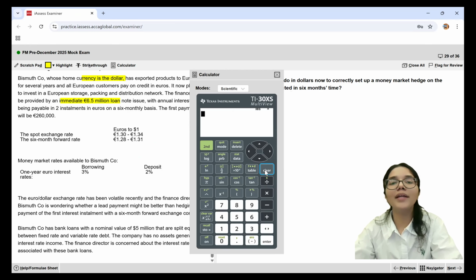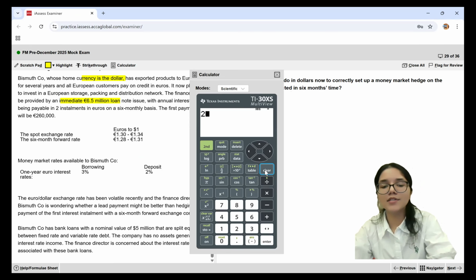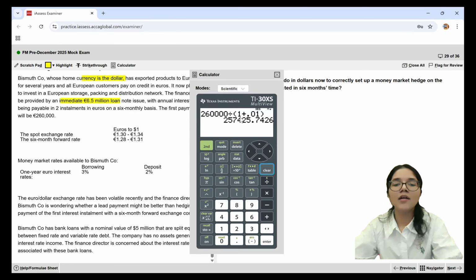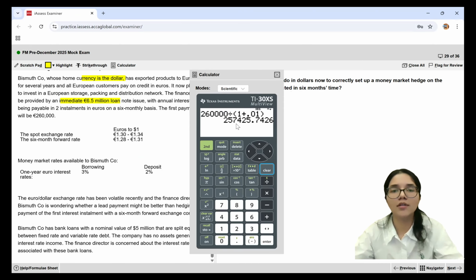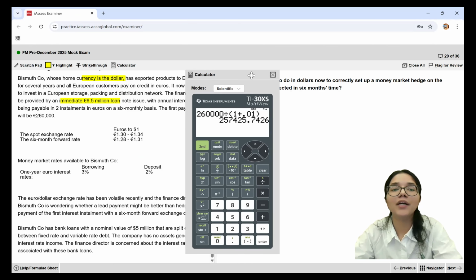So that means how many euros do I need to put on a deposit today? 260,000 euros divided by 1 plus 0.01. So this gives me 257,425 euros, which I need to put on a deposit today. This is the first step. Second step is I have to convert this money into my local currency.